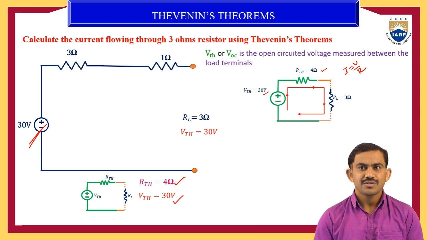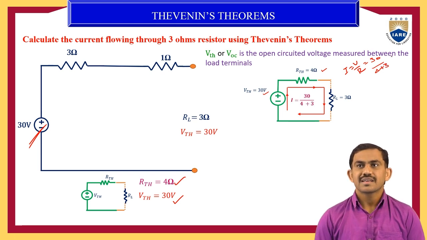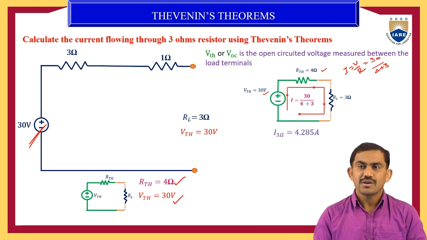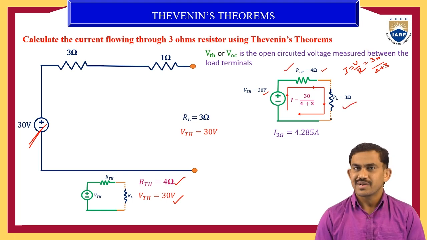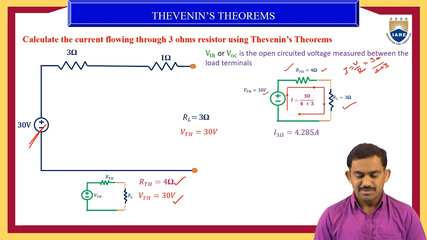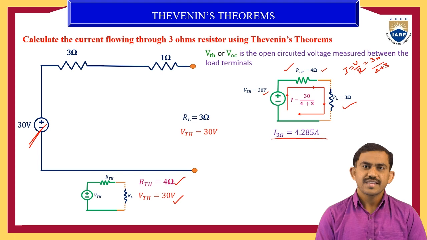So how many resistors do we have? 2 resistors. So voltage is 30 and your resistors are 4 plus 3, 7. So we'll get I equal to 30 by 4 plus 3. Only one loop means whichever current we have at 4 ohms, at 3 ohms we also have the same current. So I in this loop is 4.285 amps. So 4.285 amps is nothing but your 3 ohms current.